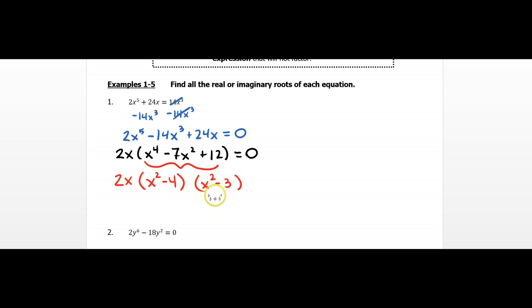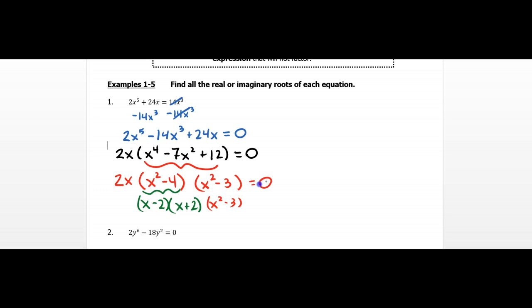Now I have two binomials, so I want to check those for my differences of squares, my differences of cubes, or my sums of cubes. I see right here that x squared minus 4 is a difference of squares. So I can factor that into x minus 2 times the quantity x plus 2. X squared minus 3 is not a difference of squares or a difference of cubes, so I can't do anything with it. I'm just going to bring it down.